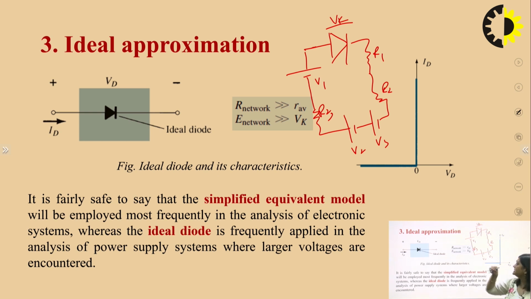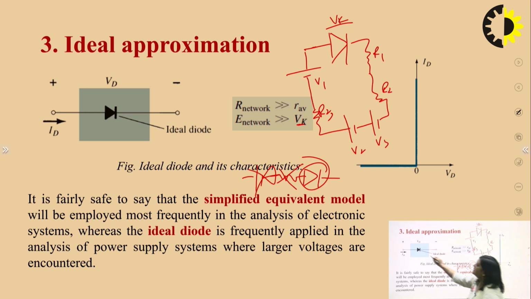So if this E network is very high, suppose Vk is 0.7 and V1 is 10 volt, 20 volt, 30 volt, so it is about 60-70 volt. So 60-70 volt is greater in comparison to 0.7. So we can ignore the Vk voltage. So that combination, like this was the ideal diode, connected with its own resistance. After that, this Vk voltage has been removed, this has been removed. So this circuit will remain in this way only. So this is the ideal diode.